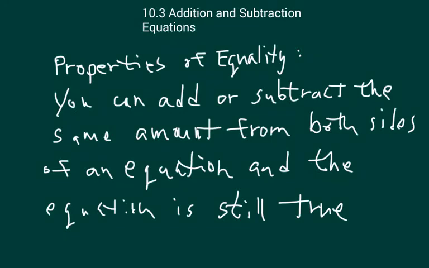In this lesson on addition and subtraction equations, we're going to apply the addition and subtraction properties of equality, which state that you can add or subtract the same amount from both sides of an equation, and the equation is still true. And of course, we're going to apply this with rational numbers, so we're going to have mixed numbers and fractions and decimals and positives and negatives in our equations as we extend your skills from what you had previously learned.